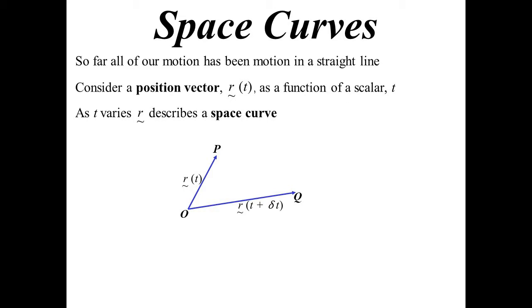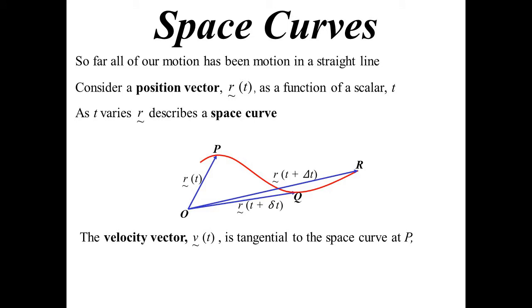So if I add a little bit of time, I've just called it delta t, we might end over there at Q. That might be the vector OQ. And then I might add a bit more time, this time I called it delta t, and I'll end up with the vector OR. Now, the curve that they travel on is the space curve. So basically it's the endpoints of all the possible vectors.